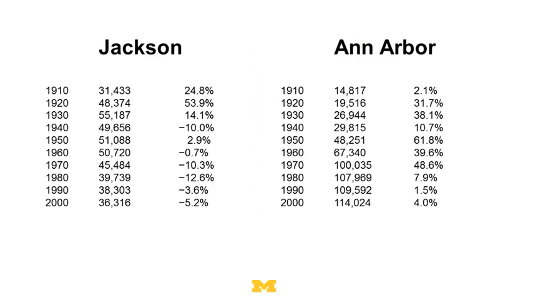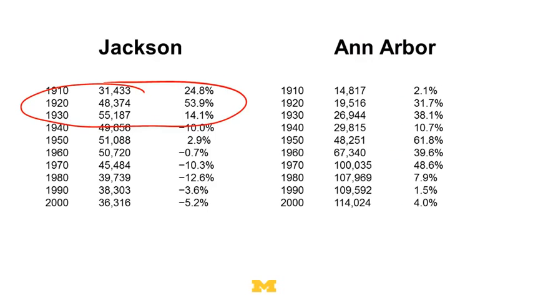Now, these are choices that were made in the past, and they had drastic implications for how the life of those cities, the economic success of those cities played out. Let's just look at population numbers. So notice when you look at Jackson, in the 1920s and 1930s, we see a huge increase in population, 54% in the 1920s.